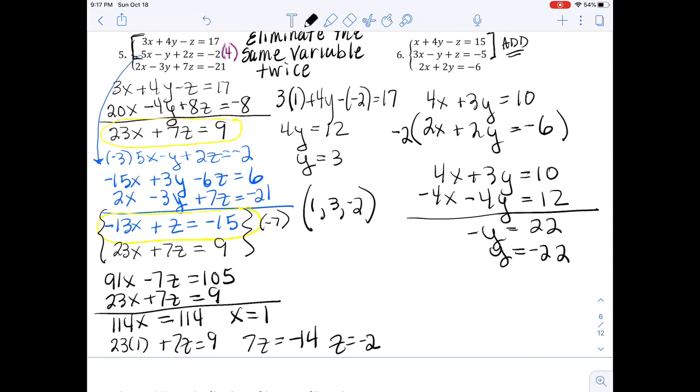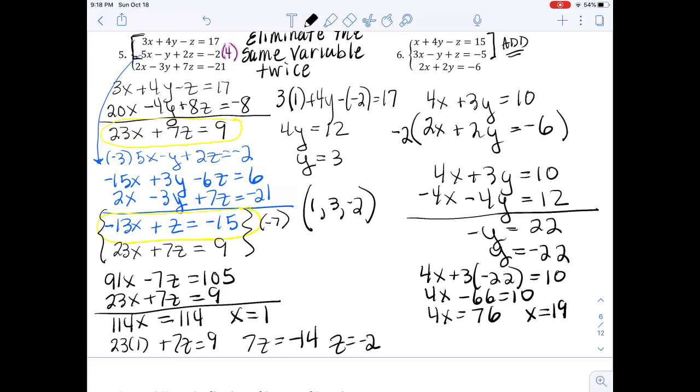Now you're going to go back up and substitute it in and solve for x. So 4x plus 3 times negative 22 equals 10. So 3 times negative 22 is negative 66. So that's 4x minus 66 equals 10. Add that 66, it's going to be 4x equals 76. 76 divided by 4 is 19.